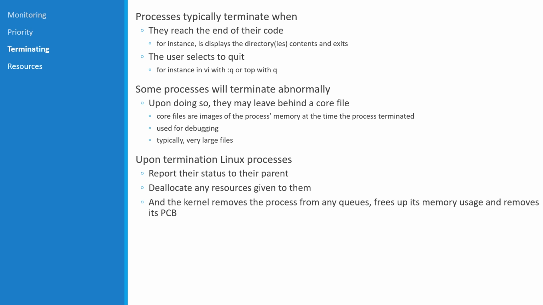Some processes will terminate abnormally. It could be because the user sent a signal that told the process to end abnormally, or because the process crashed, or something happened, right? Usually when a process is terminated, it can do a dump of the memory at the time that it was terminated, which you can use for debugging, but they can get very large.